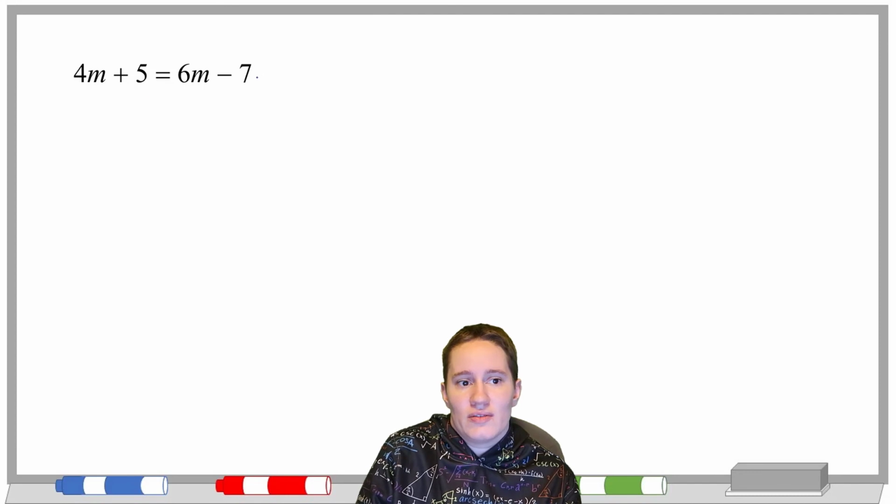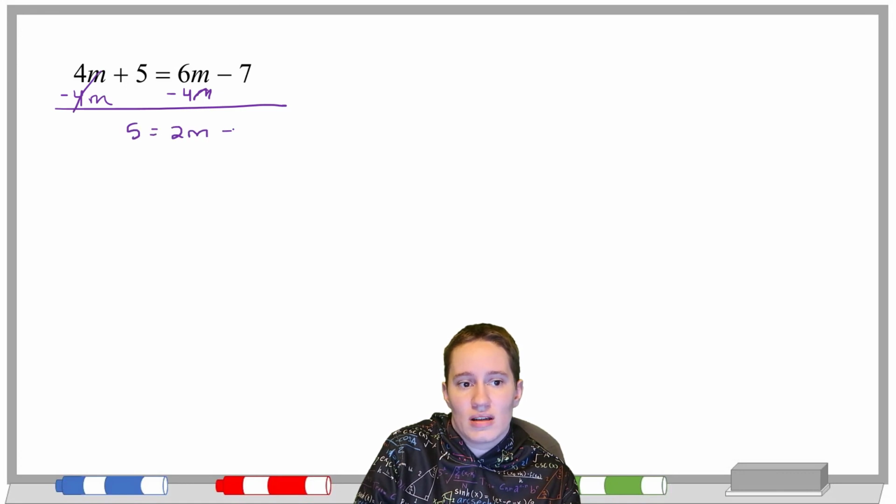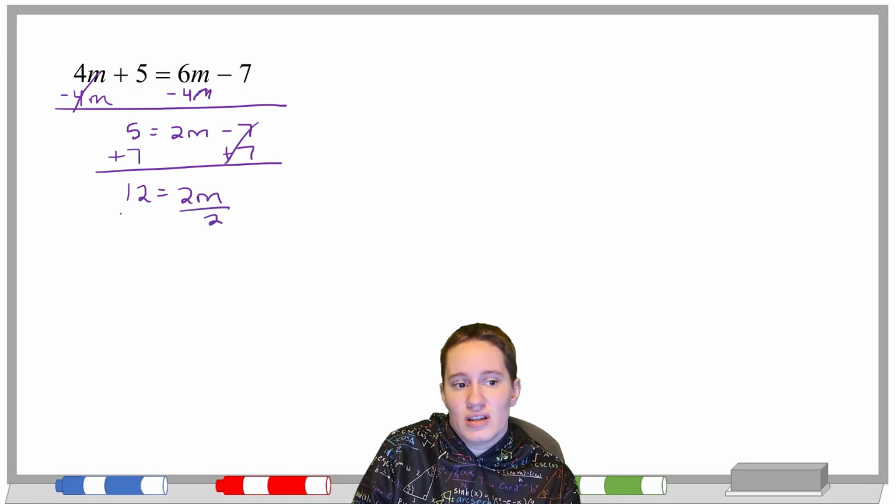All right, 4m plus 5 equals 6m minus 7. Again, if you feel like you are getting the hang of this, you should totally try it on your own and then check back in. I'm going to subtract 4m from both sides and get 5 equals 2m minus 7. Now I'm going to move the -7 over to the left because I want to get m by itself, and right now m is on the right. So add 7, get 12 equals 2m, and now I will finish by dividing by 2.